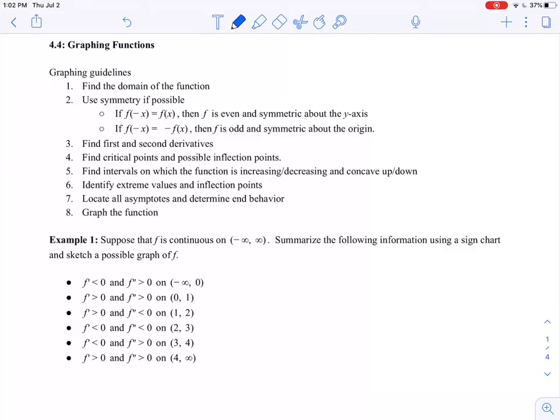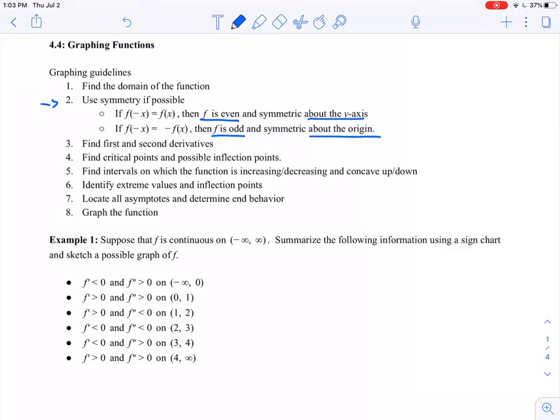For the most part, this is stuff that we already know how to do. So you'll find the domain of your function, right? You want to find out where your function is defined, where it's not. Here we can use symmetry if possible, using what we know about even and odd functions. If you're working with an even function, then f of negative x is equal to f of x, and that function is symmetric about the y-axis. If you have an odd function, in that case f of negative x is equal to negative f of x, then your function is symmetric about the origin.